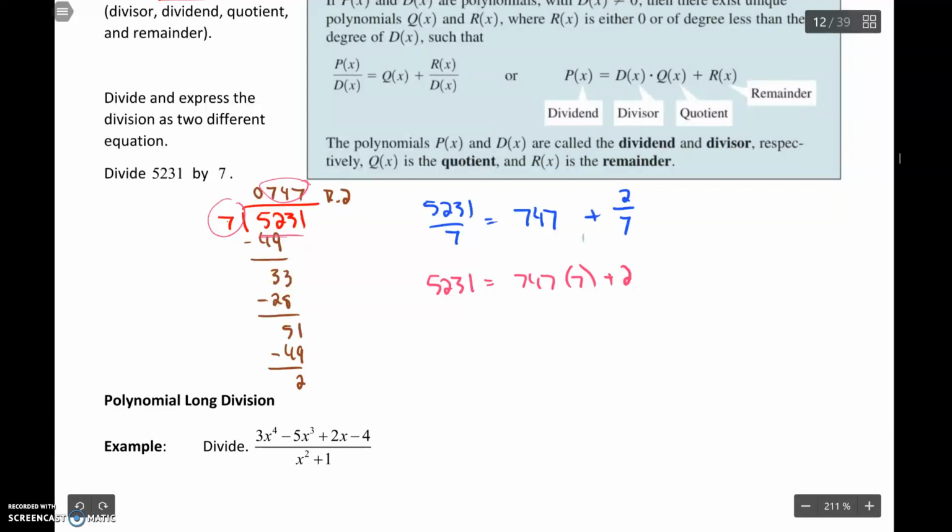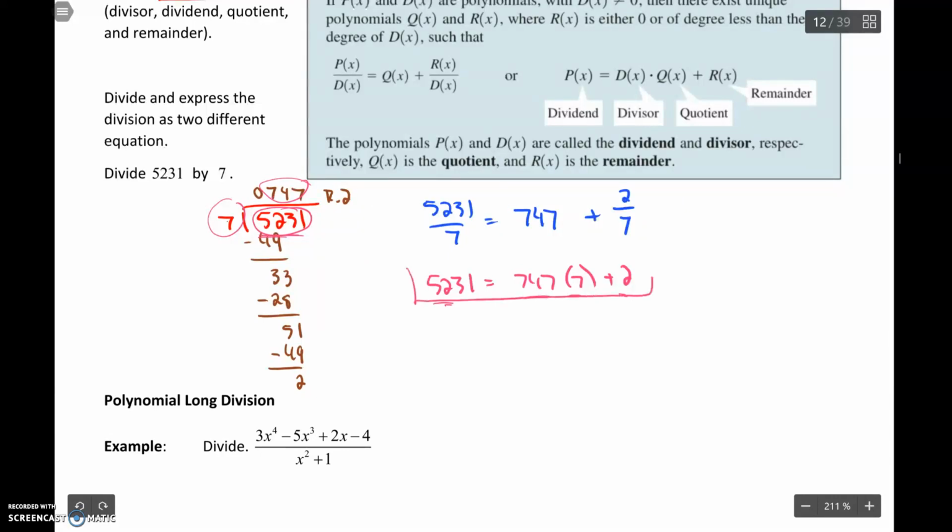Another way to look at this is just to say if I multiply this equation by 7 on both sides, these 7s cancel, so I get my dividend. This is called the dividend. 7 times this, that's my quotient times my divisor plus my remainder. So these are the 2 ways to write a division problem, a multiplication way and a division way.